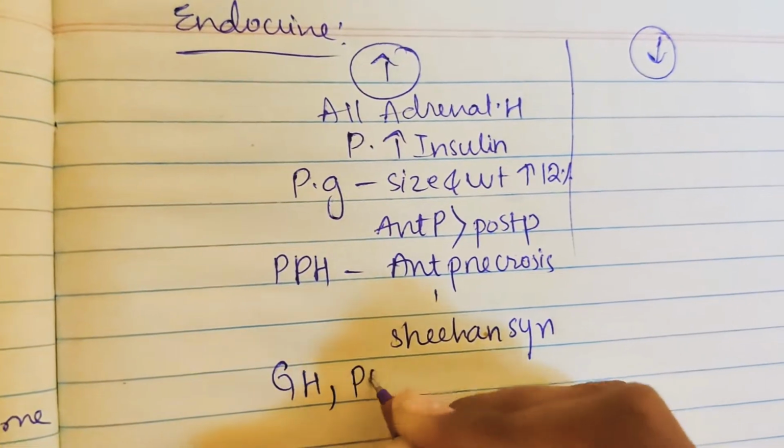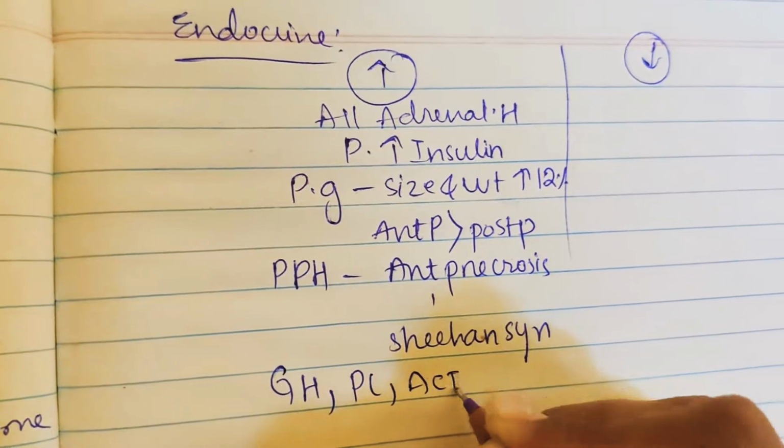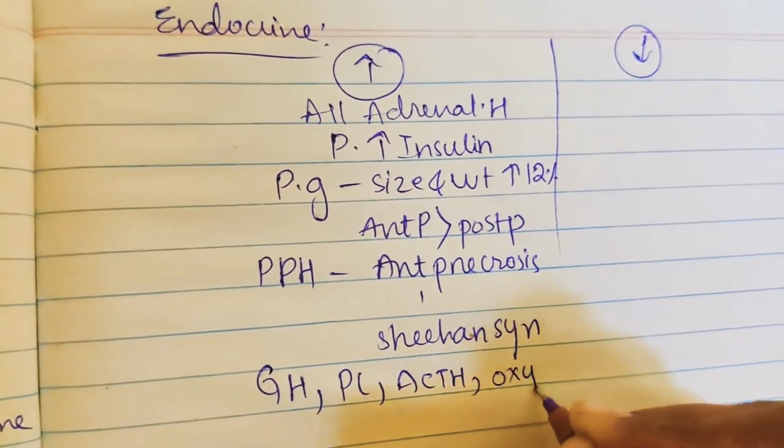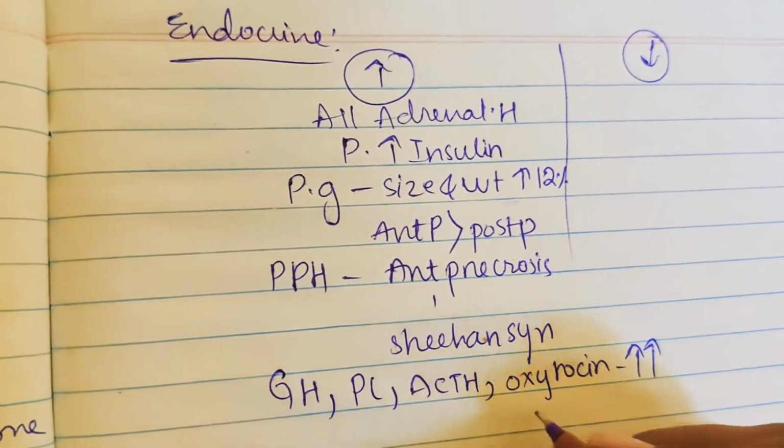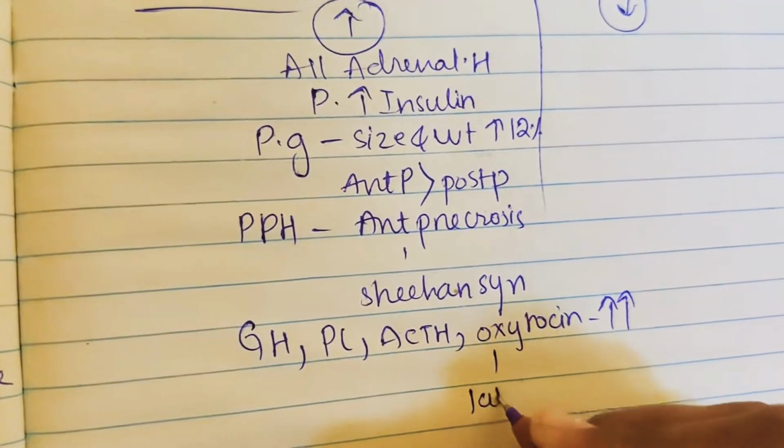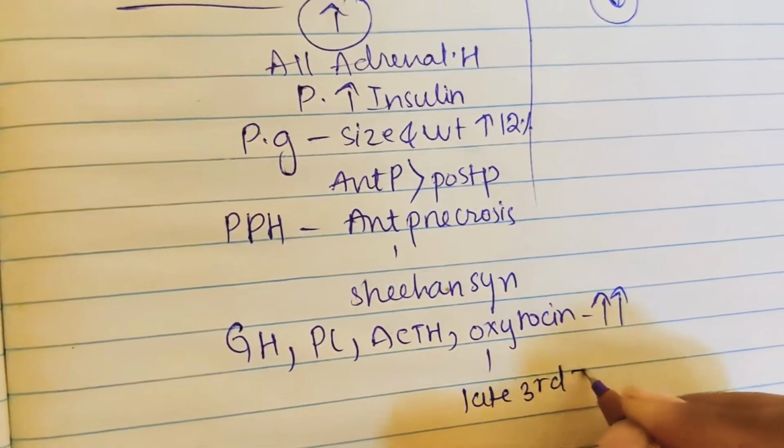Next, growth hormone, prolactin, ACTH, oxytocin, all of these hormones will increase. Okay, especially oxytocin will increase in the late third trimester.